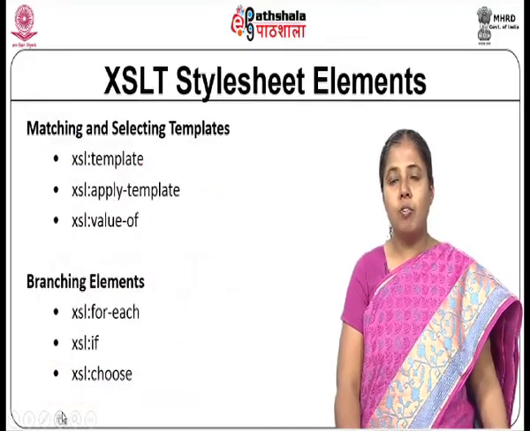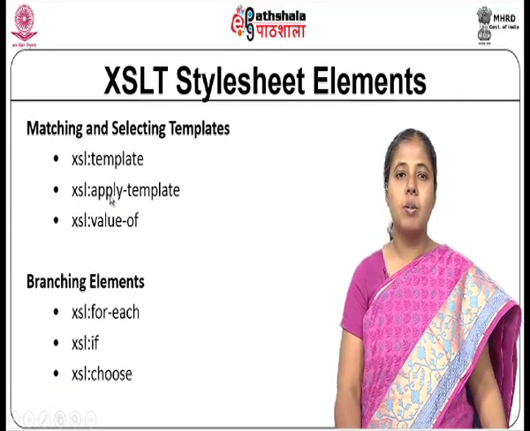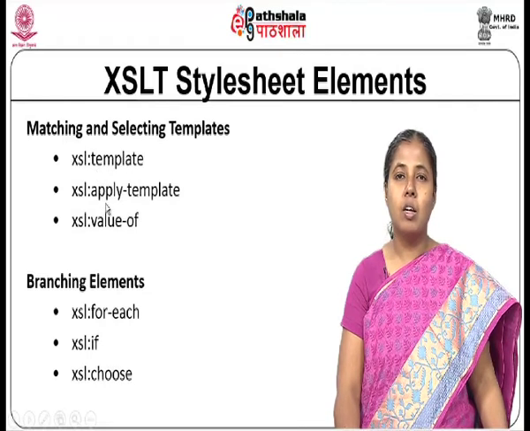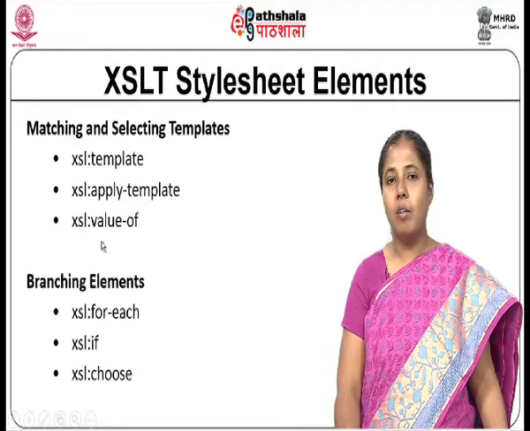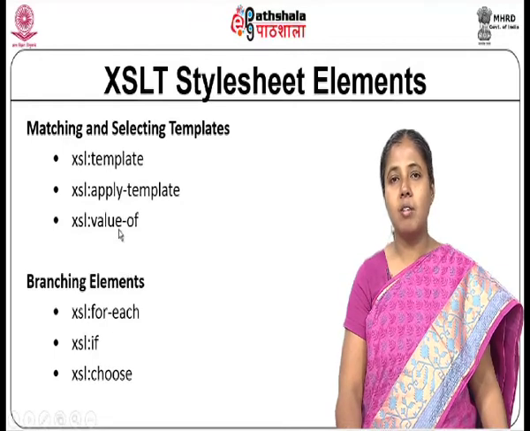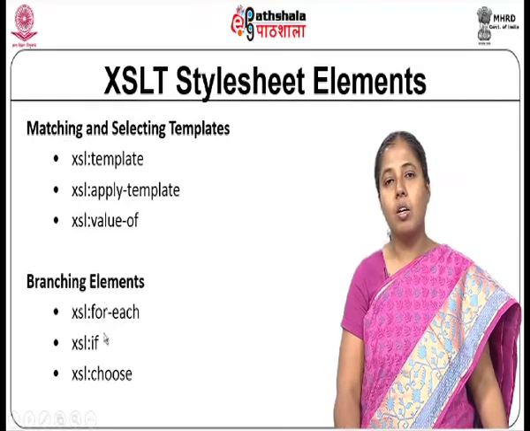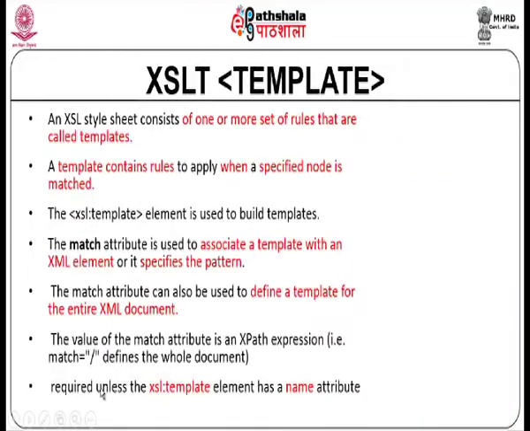Now, coming to the different stylesheet elements, we have matching and selecting elements. So, we have elements like template as we have seen earlier, and then we have an element like apply-templates, we have an element like value-of, we have an element like call-template, and different matching and selecting templates. There are branching elements like for-each, if, choose and the other things. So, let us see one by one.